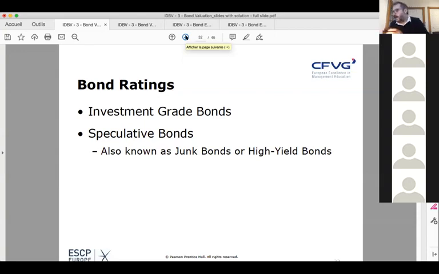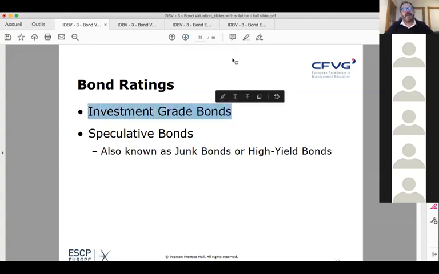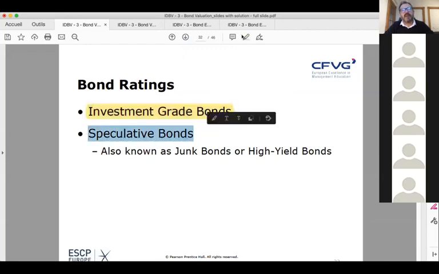Okay, so that's why we have rating agencies that classify the bonds into two main categories. The first is what we call investment grade bonds, a category of bond which is not risky because the entities are supposed to be quite solid. On the contrary, speculative bonds are bonds for which we can expect to earn more money, but which are also more risky.